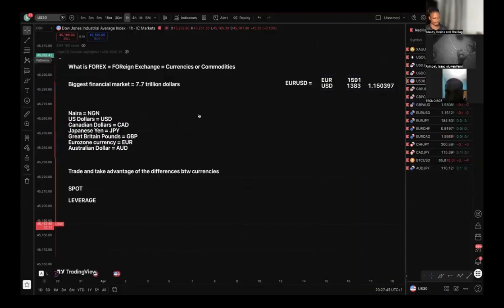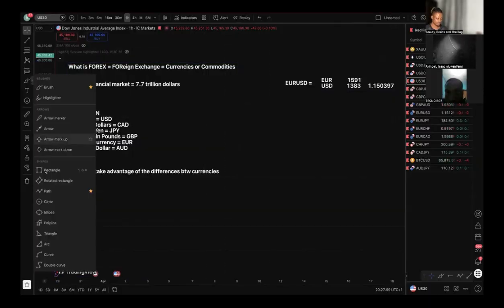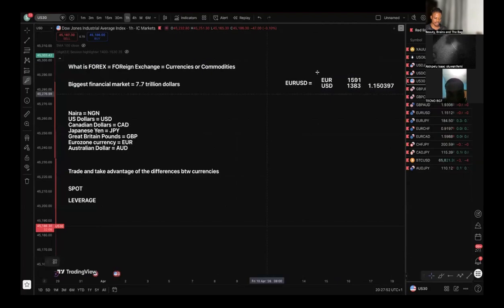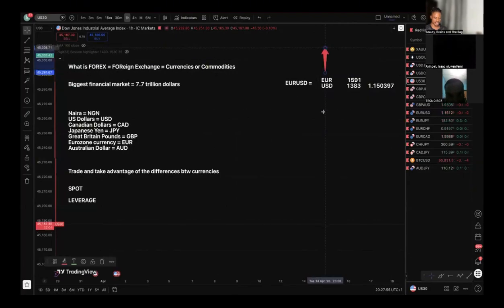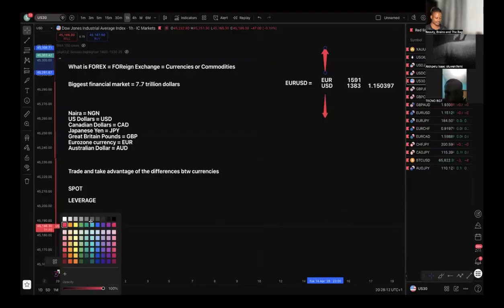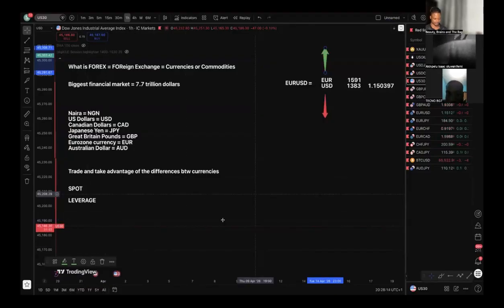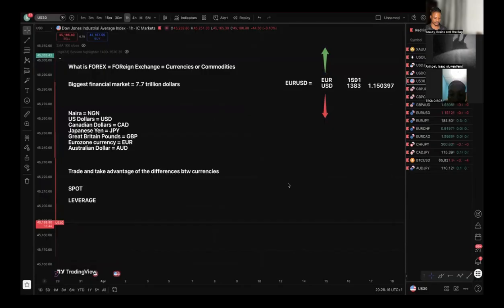Let me put this arrow here. You look at these two currencies, Euro and USD, as people in a tug of war, because that's what they're actually doing. You remember tug of war when we were in primary school? How many persons did tug of war here? Okay, I believe everybody here knows what tug of war is.